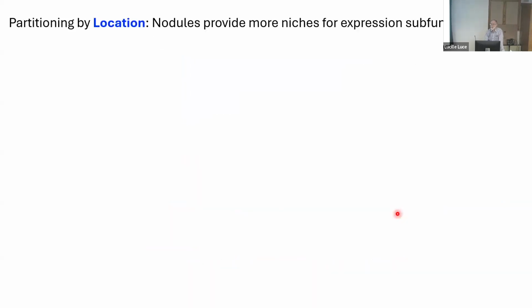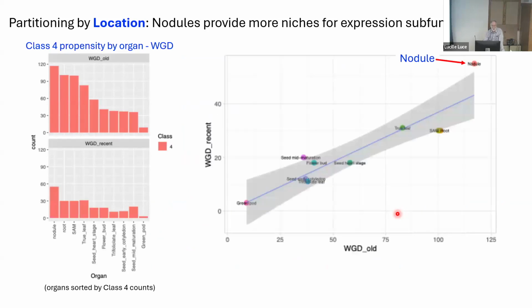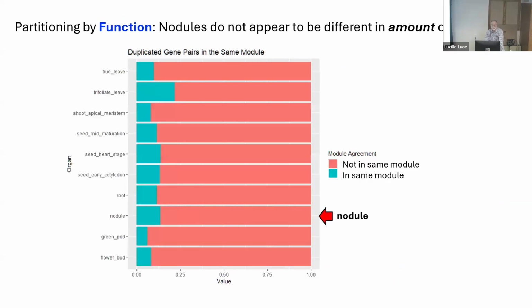And you might think that a novel organ would provide more niches for expression subfunctionalization. And in fact, that's more or less what we see. If you look at the comparison of the two whole genome duplications, the nodule is always on the high end, at the highest one in terms of the number of subfunctionalized cases of gene pairs that we see.